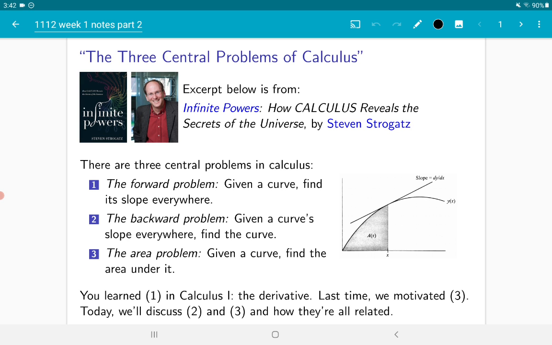But one of the reasons that I really enjoy this book is that Dr. Strogatz outlines these three main problems that have historically motivated a lot of the work in calculus. And he spends some time in the book, and we're going to spend some time over the next few videos learning about how they're all related to each other. So here's what I mean by that.